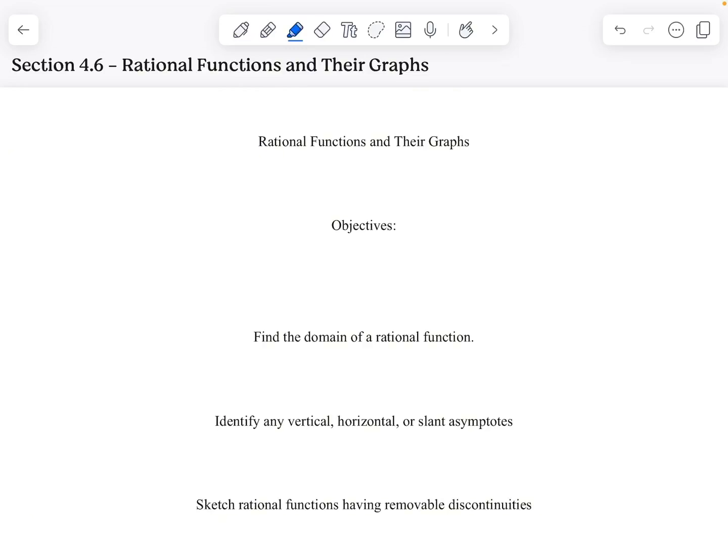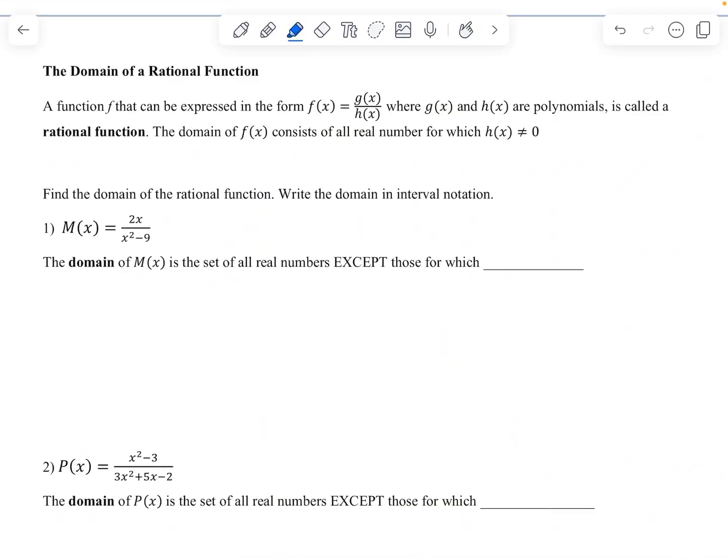Let's begin. A function f that can be expressed in the form f(x) = g(x) / h(x), where g and h are polynomials, is called a rational function. The domain of f(x) consists of all real numbers for which h(x) does not equal 0. So let's take a look at a couple of examples.